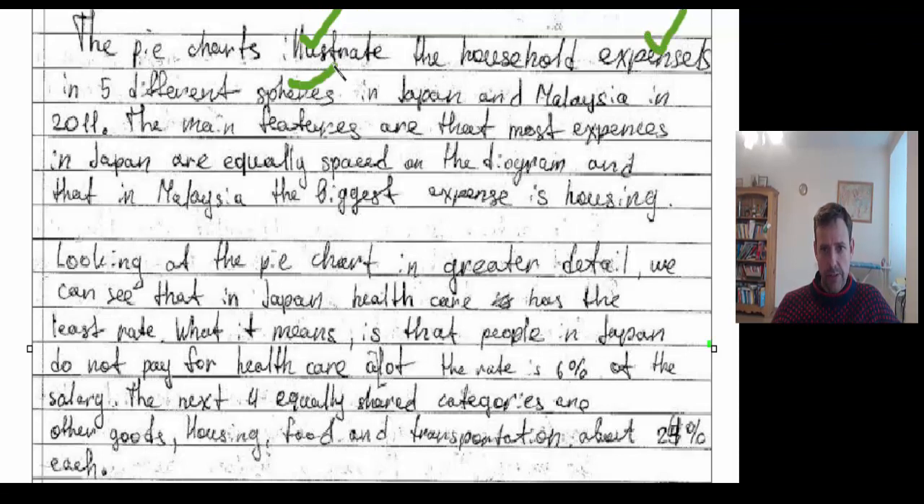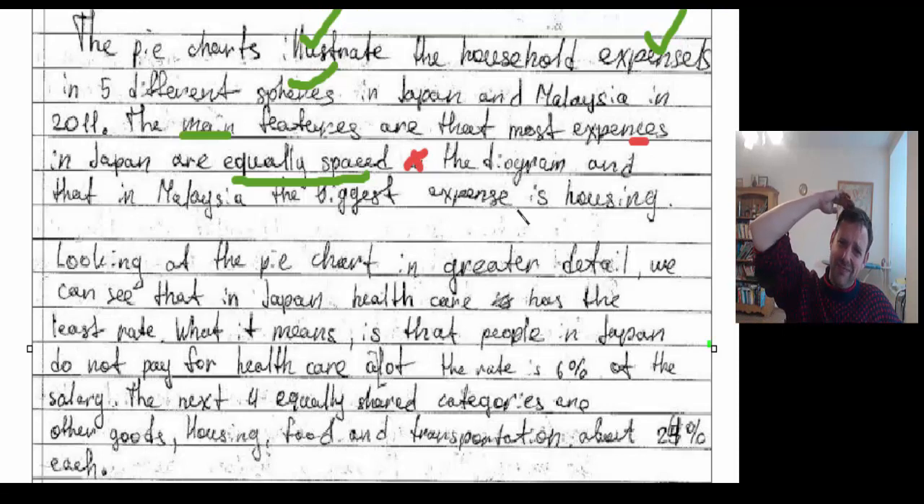In 5 different spheres in Japan, Malaysia, the main features are, it's a nice little word, are the most expenses. Now we've got a repetition that looks to be a bit of a spelling mistake there. It's not clear, but I think it's a spelling mistake. Okay, equally spaced. So that's precise, isn't it? Okay, on the diagram, in the diagram. So a little preposition mistake. And in Malaysia, the biggest expense is housing. Okay, the biggest expense again. Is it the biggest expense, or is it the biggest expense in terms of percentage?